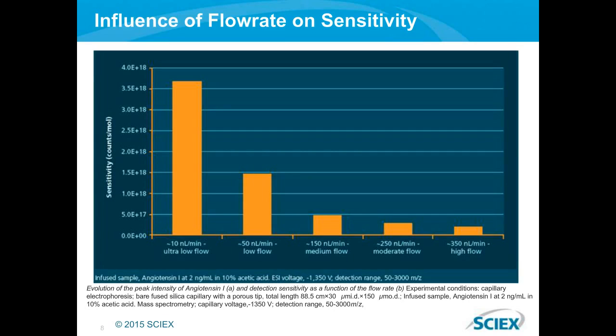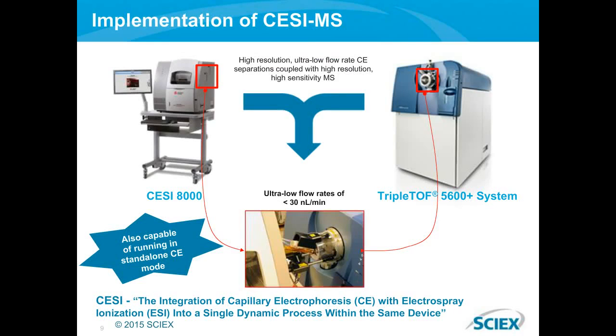It's hugely different to the traditional way of connecting CE to MS, which required sheath flow and sheath gas, which effectively diluted your sample and decreased the sensitivity of the technique. In this case, there's no dilution of sample. You run the flow directly into the mass spec, and this is all connected via an OptiMS capillary, which fits directly into a nanospray source.